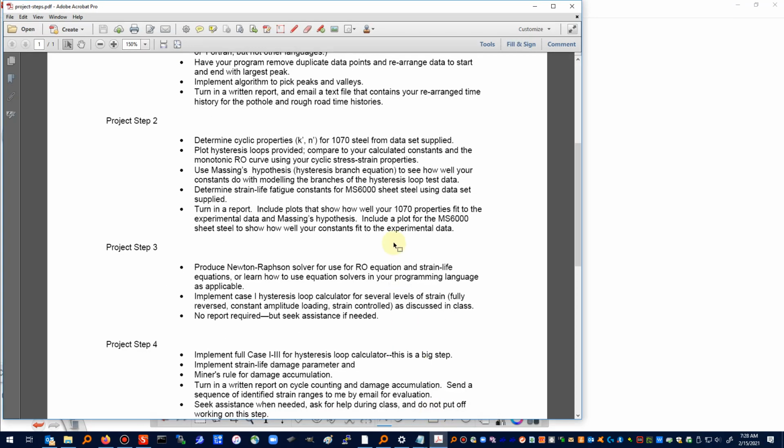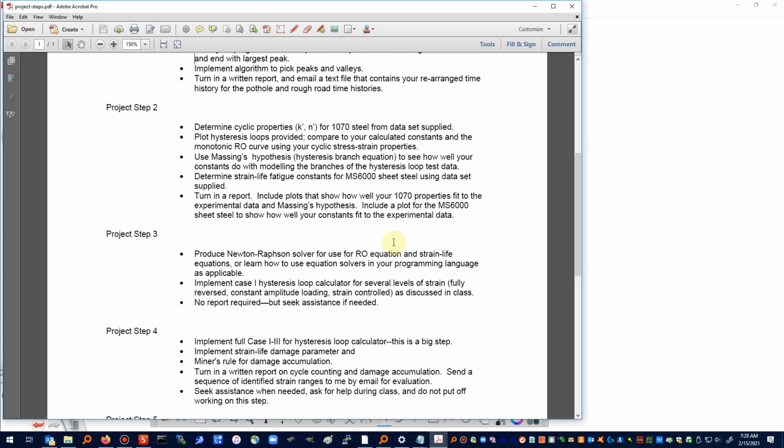In this video, we're going to talk about our project step number 3. Now, let me call up the project steps and we'll take a good look at what we need to do with this. It says to produce a Newton Raphson solver for use with the Ramberg-Gaussian equation and the strain life equations. That could be the ones that are modified by the mean stress of x.